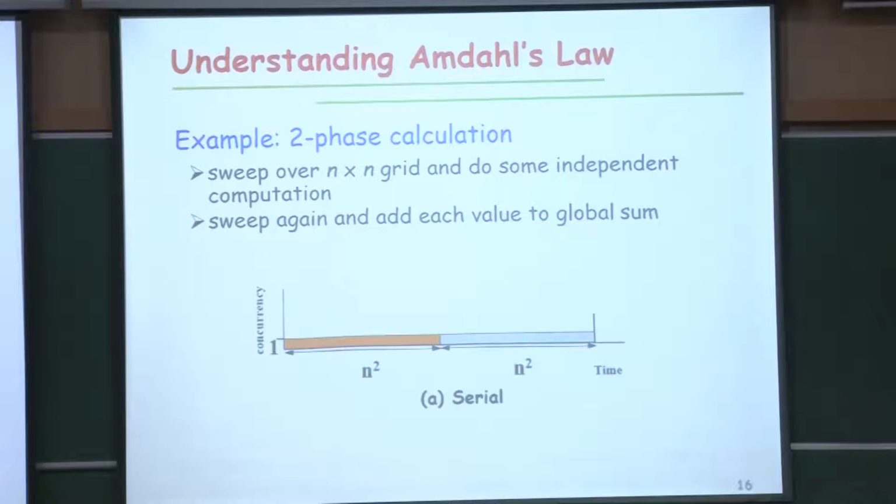Here is an example of Amdahl's law. Let us say that I do some computation on an n by n matrix, and then I do a reduction that basically adds up all of these elements. In the sequential case, I will have 2n squared execution time.